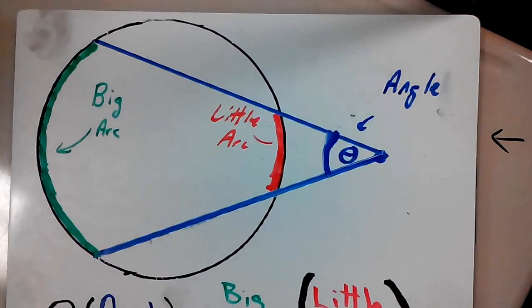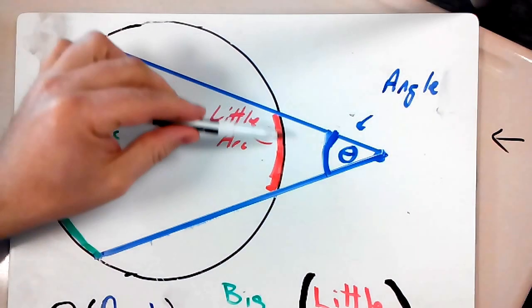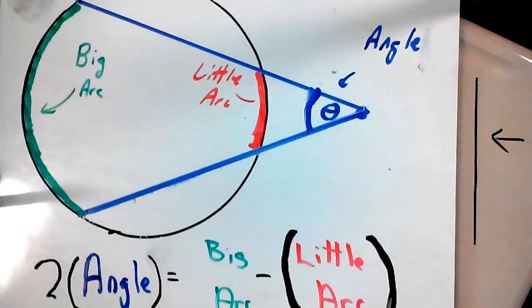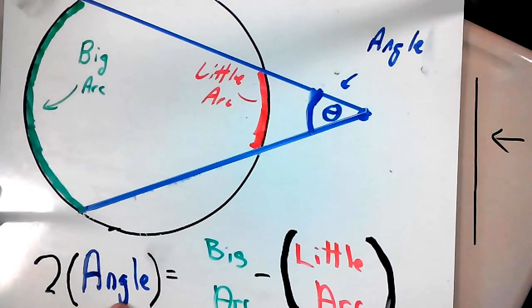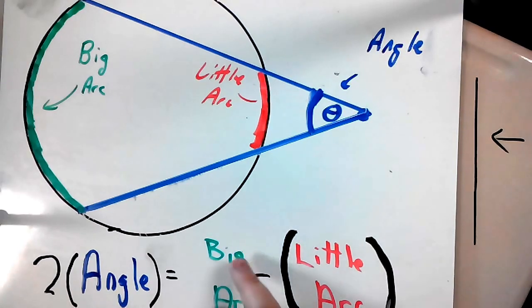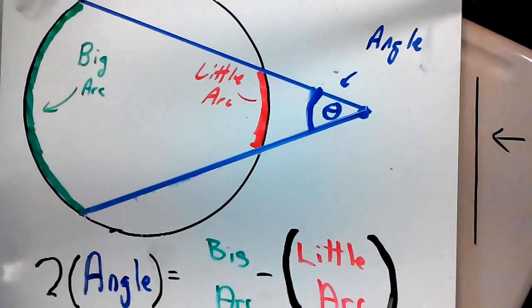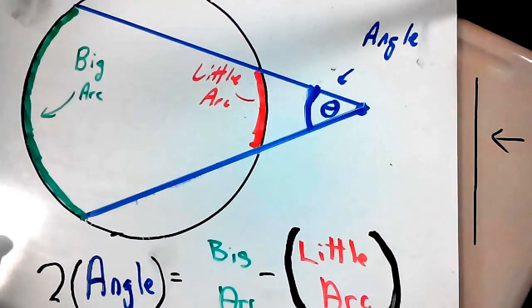Okay, so here I have a big arc, then a little arc, then an angle. And what somebody figured out is that we can multiply the angle by 2, and that equals the big arc minus the little arc. That allows us to solve a lot of different questions. All right, let's take a look at what those look like.